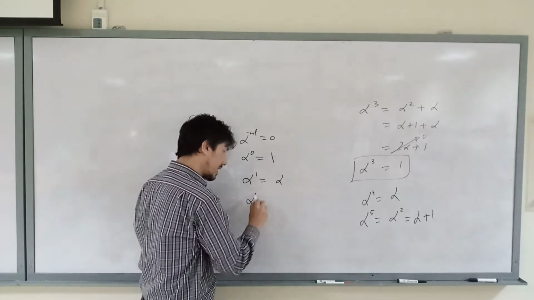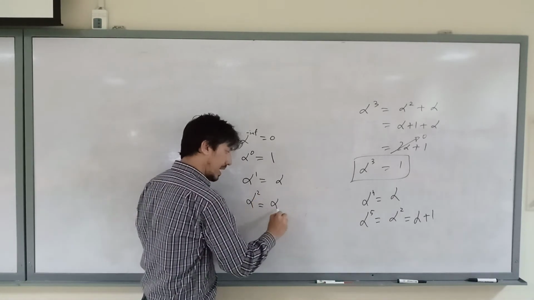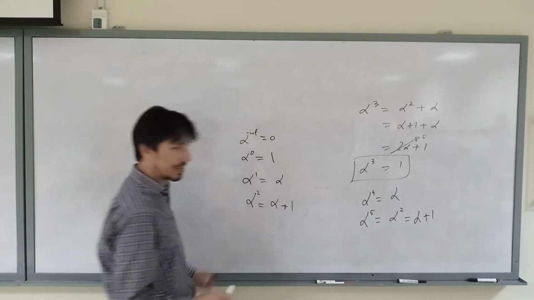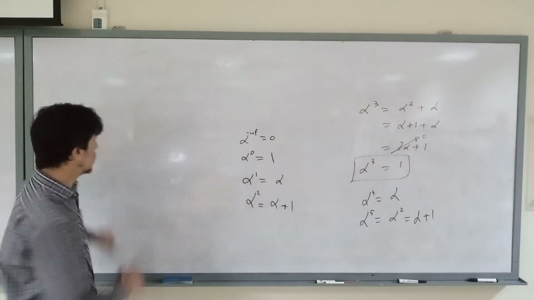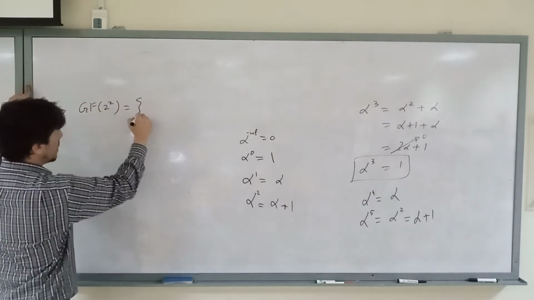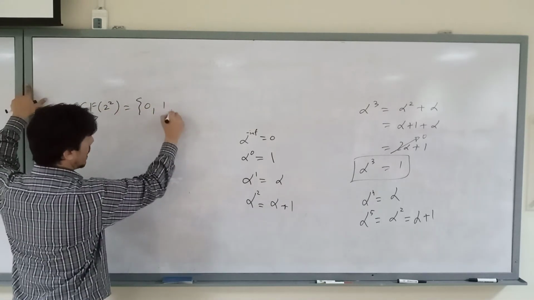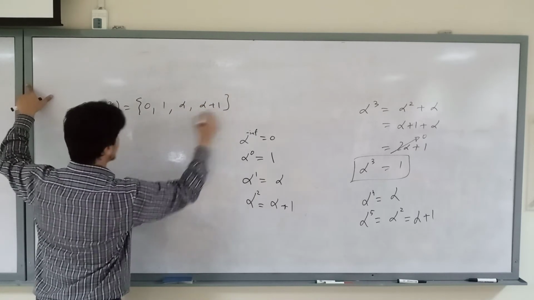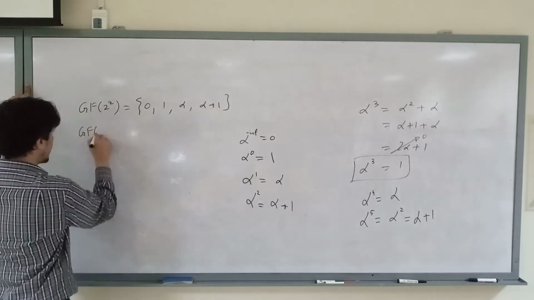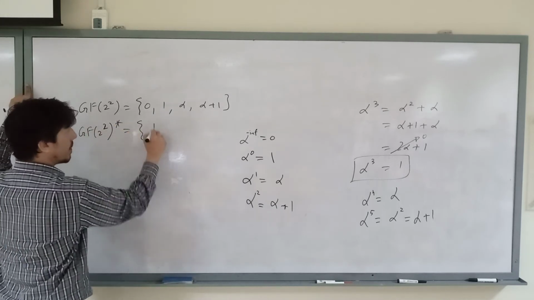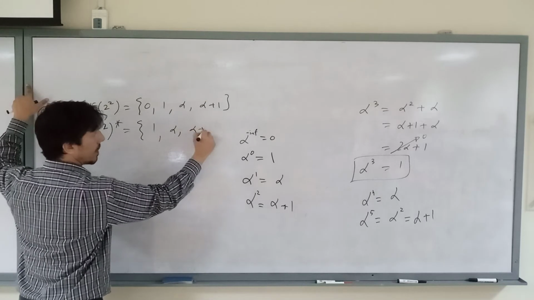तो अल्फा स्क्वायर किसके इक्विवेलेंट था? अल्फा पावर प्लस 1 के. तो कितने एलिमेंट हो गए इसमें? तो GF 2 रेज़ पावर 2 के अंदर कितने एलिमेंट है? 0 1 अल्फा और अल्फा प्लस 1. तो अगर मैं इसका मल्टीप्लिकेटिव वो उठाता हूं तो उसमें कितने आएंगे? 1 अल्फा और अल्फा प्लस 1.